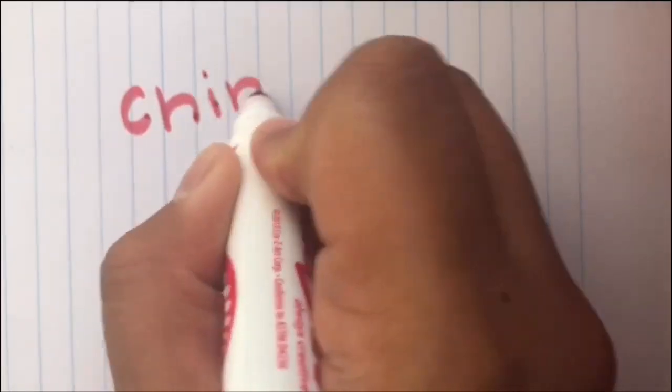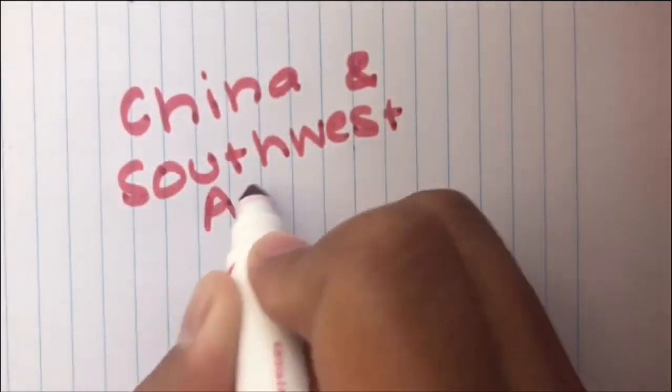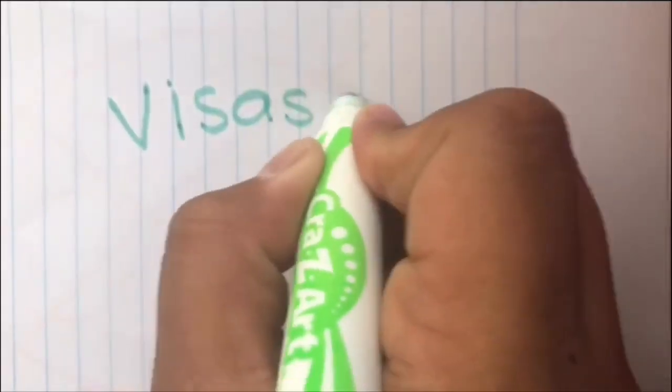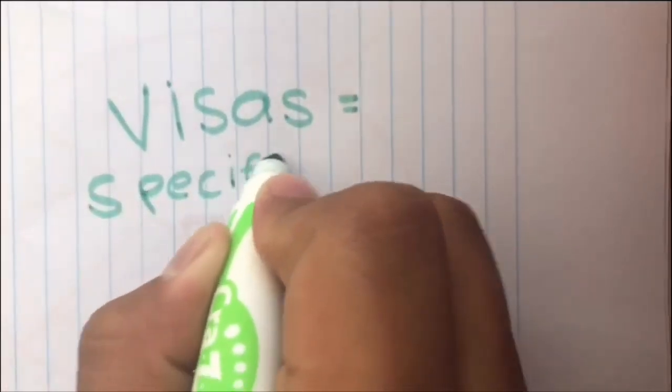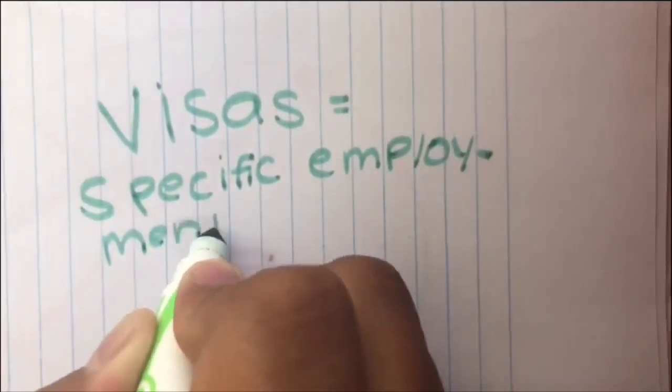Asia is both a major source and major destination for migrants in search of work, such as in China and Southwest Asia. Visas were granted for two major reasons, which are specific employment placement and family reunification.